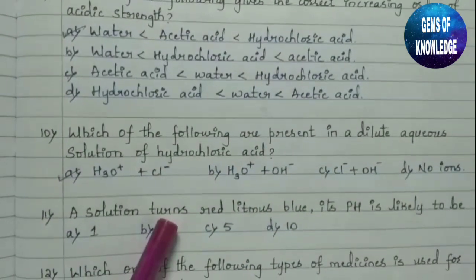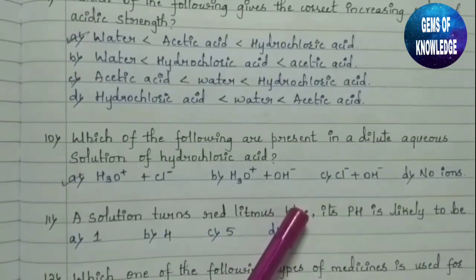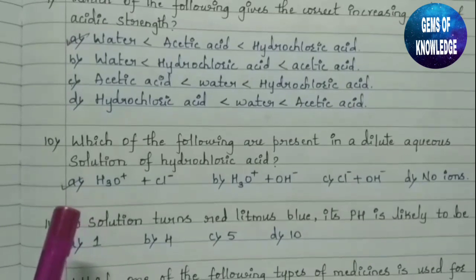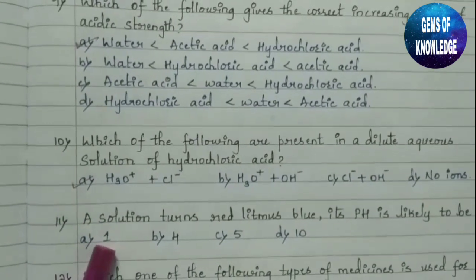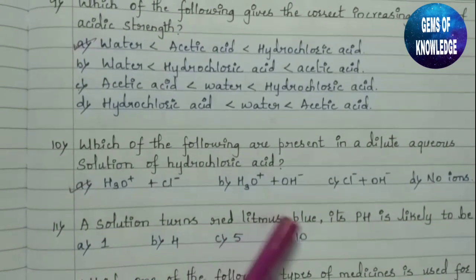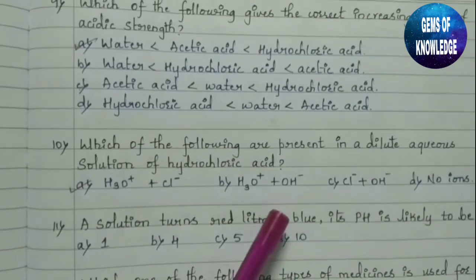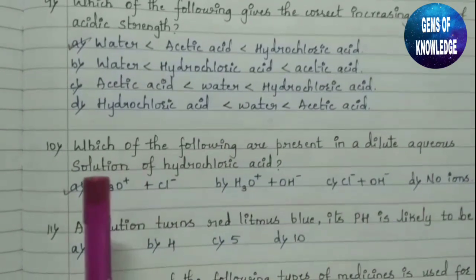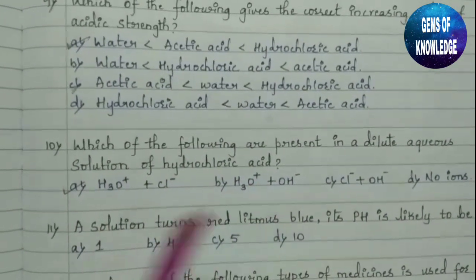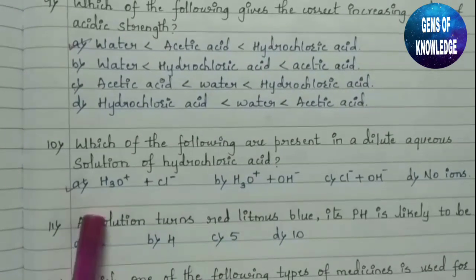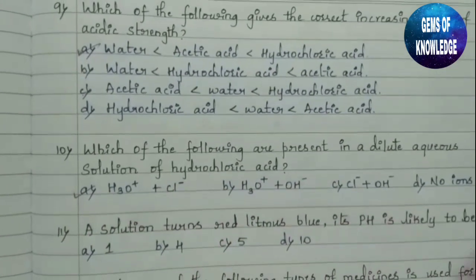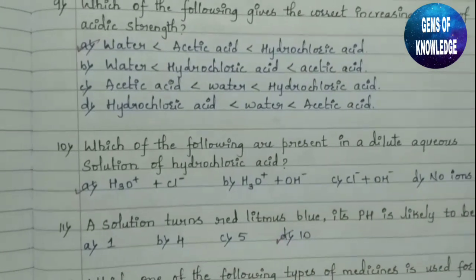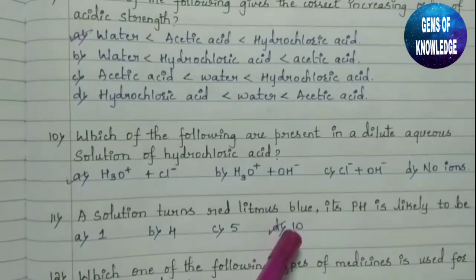So here a solution turns red litmus to blue. So blue in this case, it must be base. So what will be the pH value of base here? It is not 1, it is not 4, it is not 5, it is 10. Because after 7 is the neutral point. So after 7, whatever the numbers are, that comes under the base. So here all the other numbers are coming before 7. So the number which comes after 7 is nothing but 10. So this will be the correct answer.